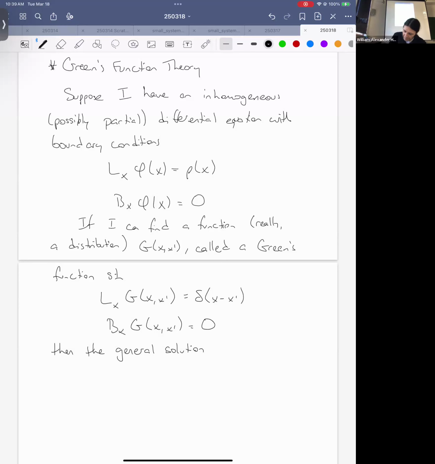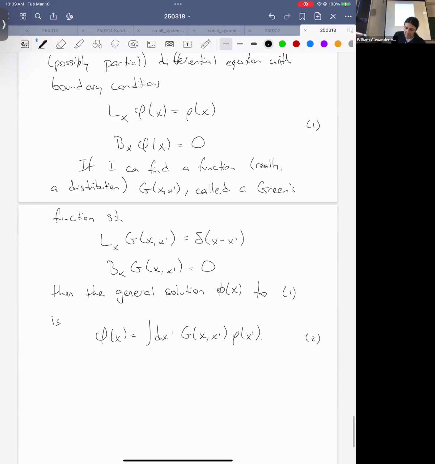Then the general solution phi of x, going back to equation 1, is phi of x equals the integral over x prime of g of x, x prime, rho of x prime. We'll call this equation 2. Right, so this is amazing.